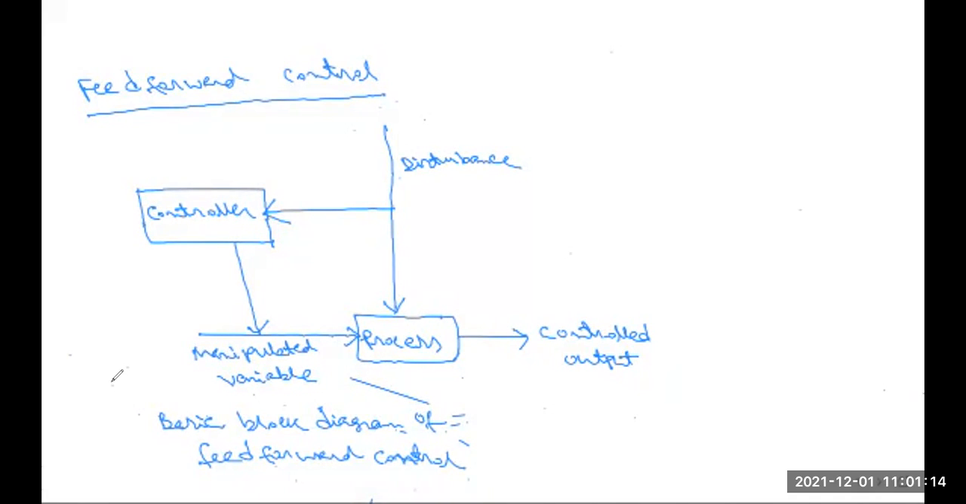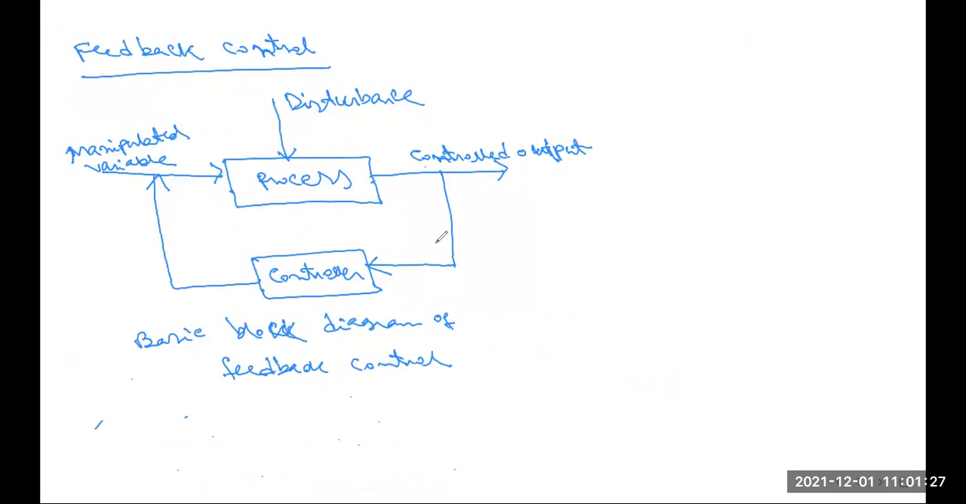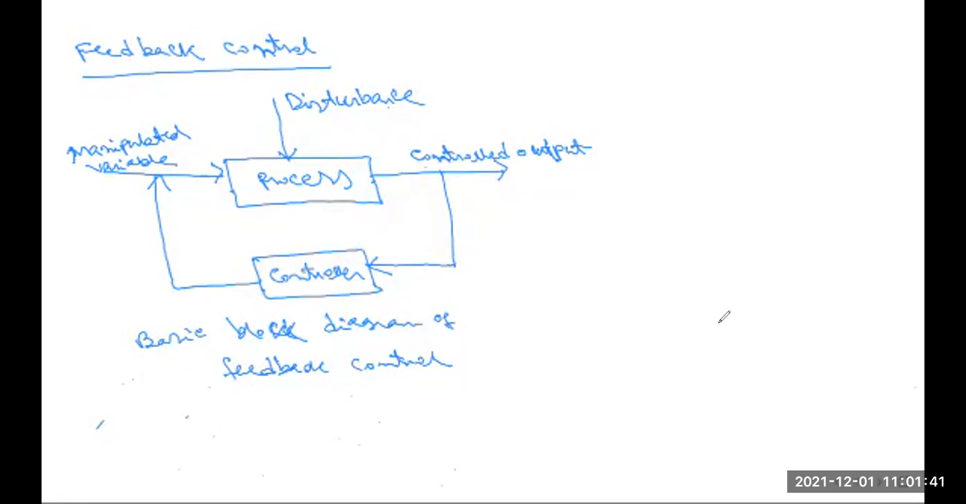The feed forward control system has a typical controller, and we have to apply a mathematical relationship. In the feedback control system, we apply an on-off controller, proportional integral controller, and proportional integral derivative controller. So these are the basic differences between the feedback control and feed forward control systems.